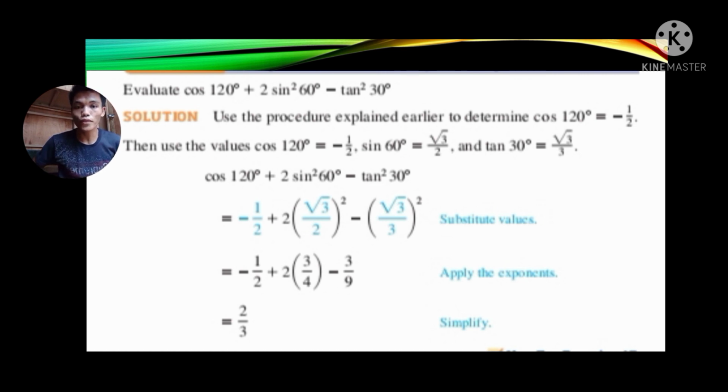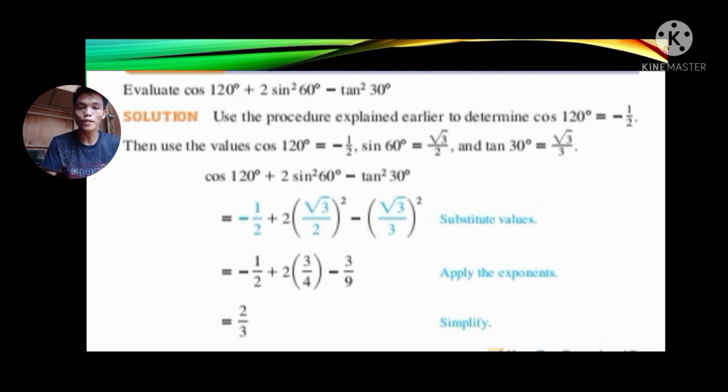So the value of cosine 120 degrees is negative 1/2. So therefore, negative 1/2 plus 2, substituting the value for 60 degrees, which is positive square root of 3 over 2, and tan 30, the substituting value is square root of 3 over 3. So therefore, it equals negative 1/2 plus 2 times square root of 3 over 2 squared minus square root of 3 over 3 squared. Now, what we are going to do is apply the exponent.